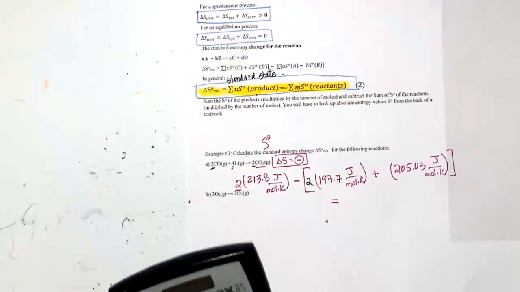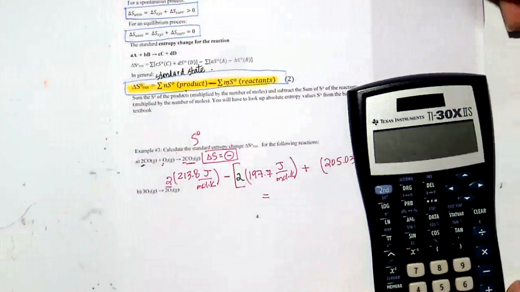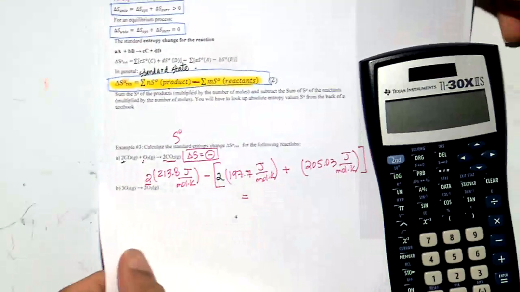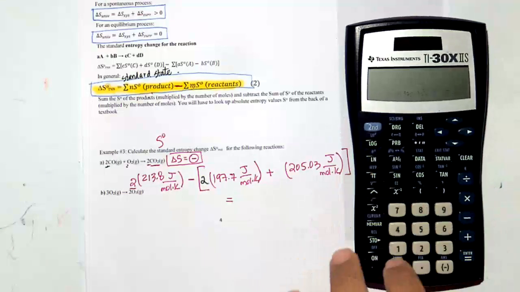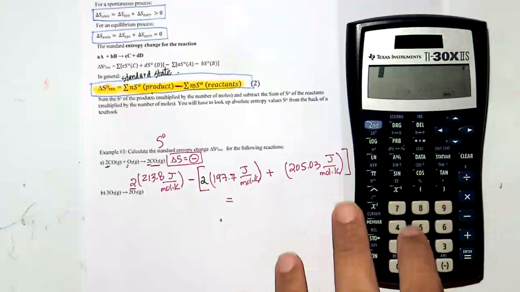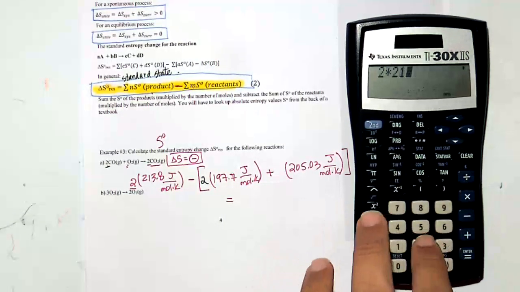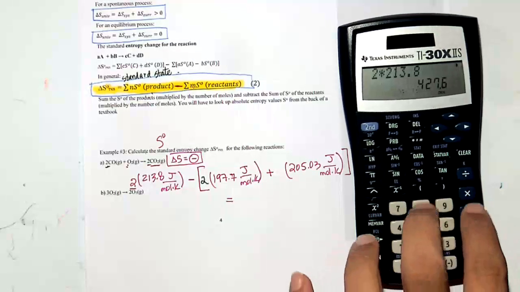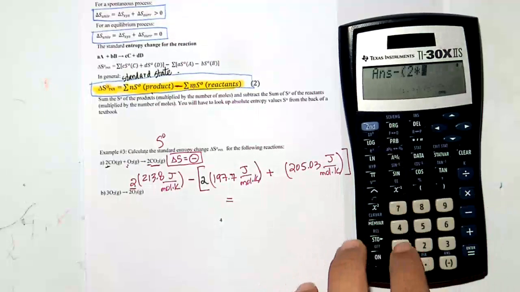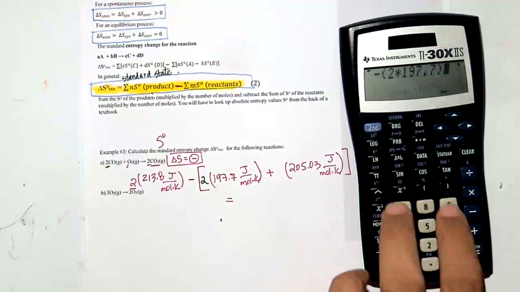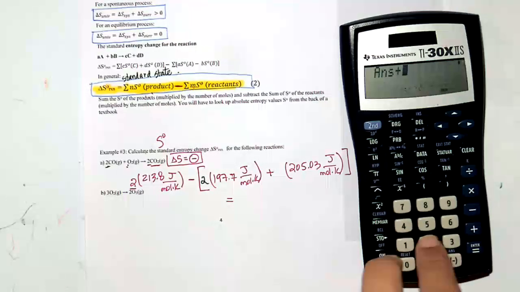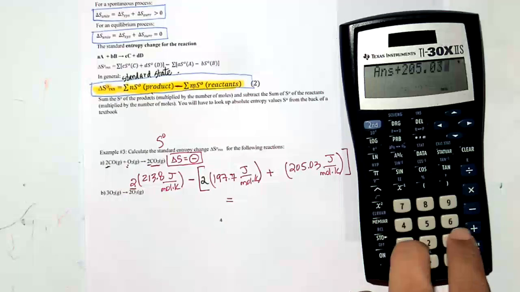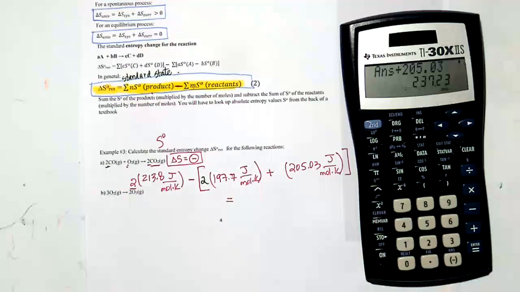Another thing is be careful. You can make a mistake on just the calculator, which is something I can do as well. Right, 2 times 213.8 minus 2 times 197.7 plus 205.03.